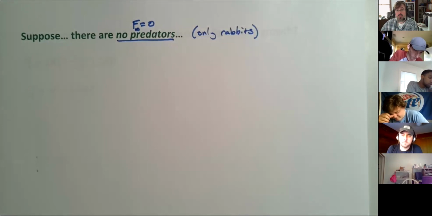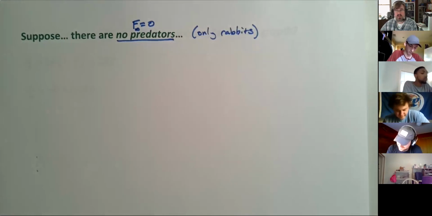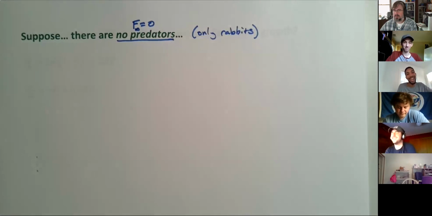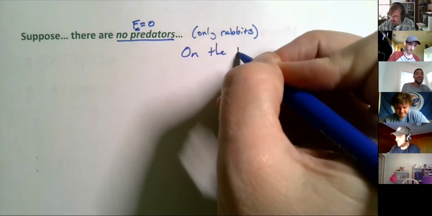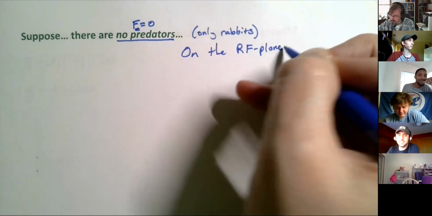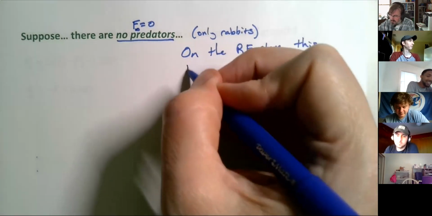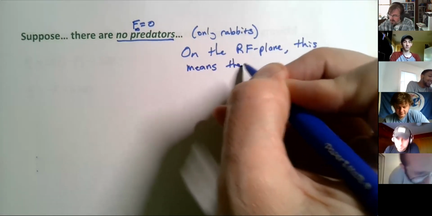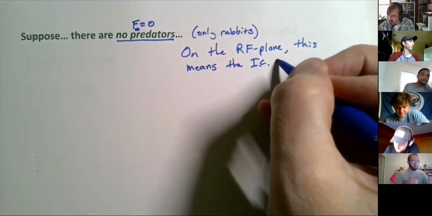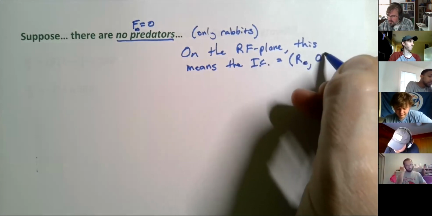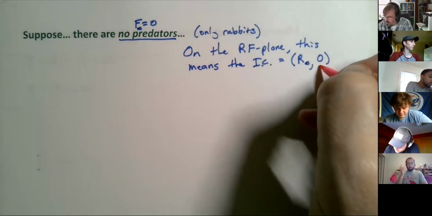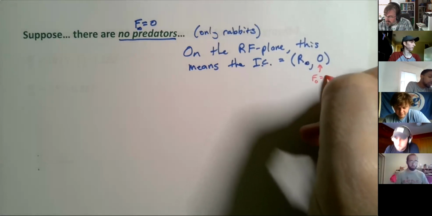And if there's one thing you know about rabbits, they're cute, but they think each other are cute as well. Rabbits love to love, and rabbits will reproduce like crazy. So on the RF plane, this means the initial condition would be equal to some initial rabbit population, comma, 0, because the initial fox population is equal to 0.